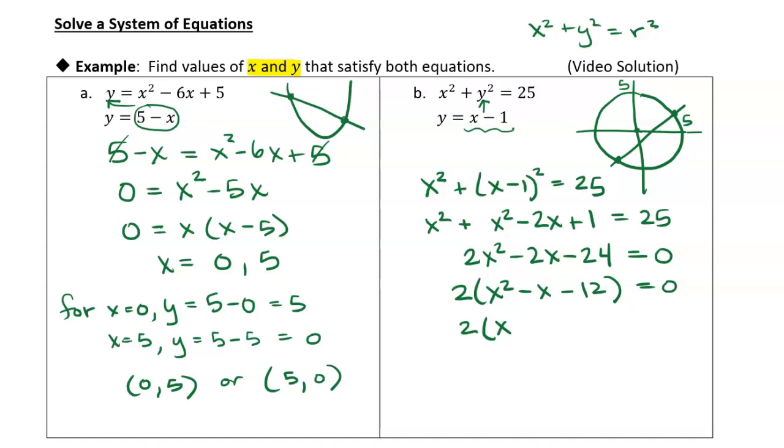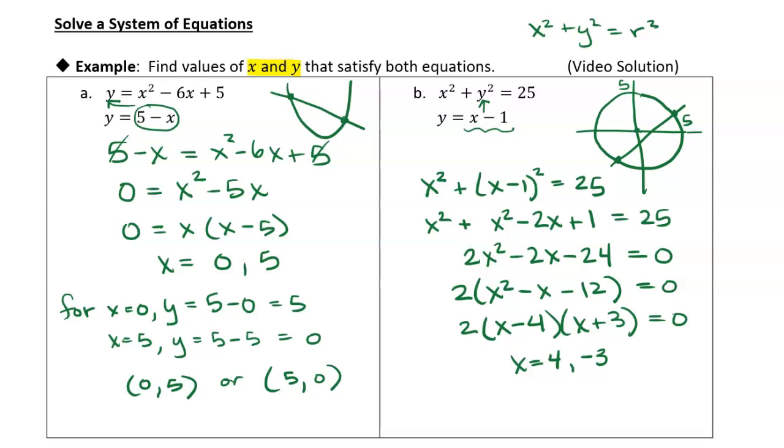So (x minus 4) times (x plus 3) equals 0. Now I can always check myself, right? Negative 4 times positive 3 gives me negative 12. And if I take negative 4x plus positive 3x, then I'll get the negative x. All right, so if I FOIL that out, it should work. And now I can use the zero product property, and that tells me that x is equal to 4 or negative 3. All right, so those are the x values.